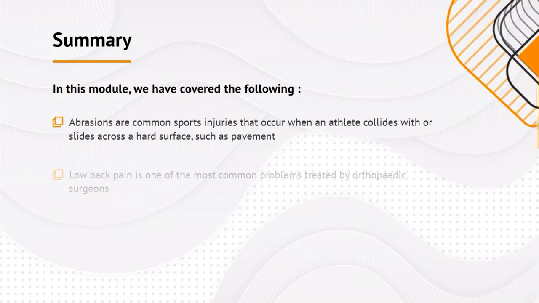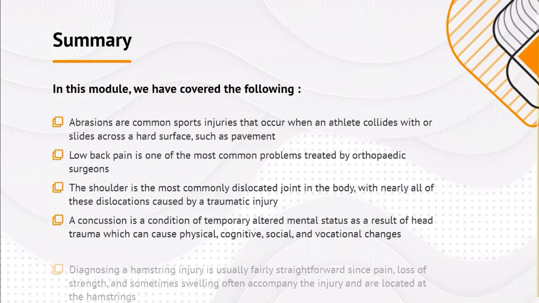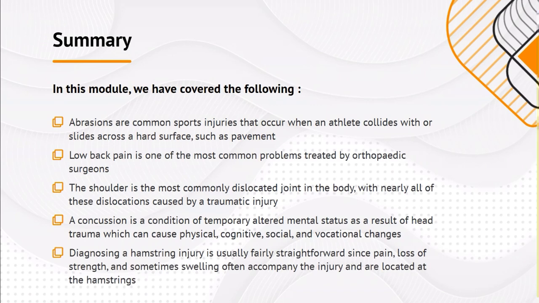Summary. In this module, we have covered the following. Abrasions are common sports injuries that occur when an athlete collides with or slides across a hard surface, such as pavement. Low back pain is one of the most common problems treated by orthopedic surgeons. The shoulder is the most commonly dislocated joint in the body, with nearly all of these dislocations caused by a traumatic injury. A concussion is a condition of temporary altered mental status as a result of head trauma which can cause physical, cognitive, social, and vocational changes.